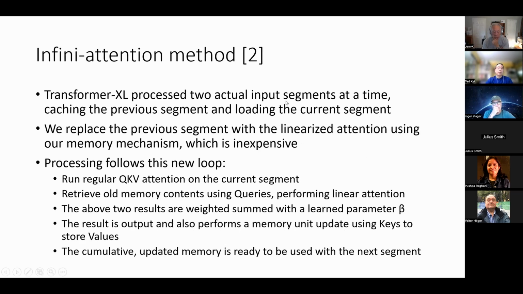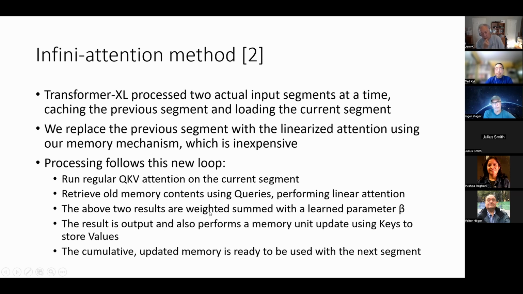So once again, Transformer XL had 2 actual input segments. We're not going to use that green segment. What we're going to use is this memory mechanism that we just spent some time looking at. The way you process things is you run regular QKV attention on the current segment, the blue part of that earlier diagram. We retrieve old memory contents by using our query and left multiplying it against that memory matrix. This performs effectively like a linear attention, where we get back some weighting of previous keys.